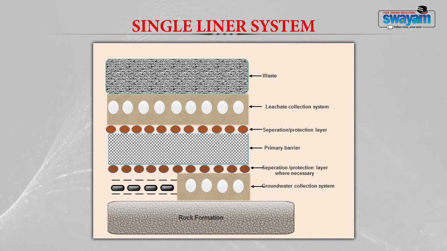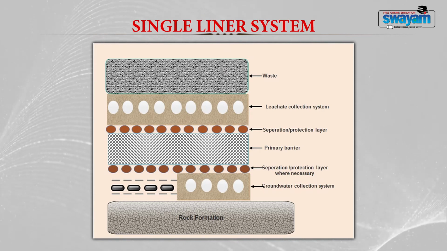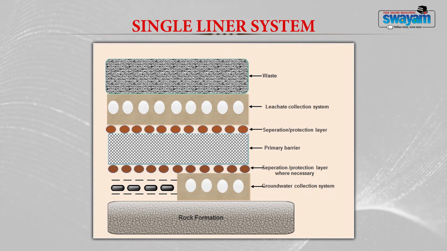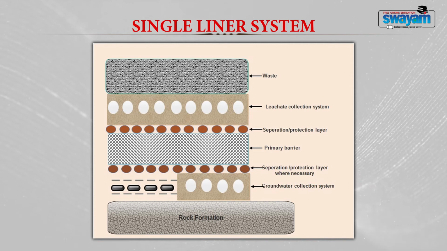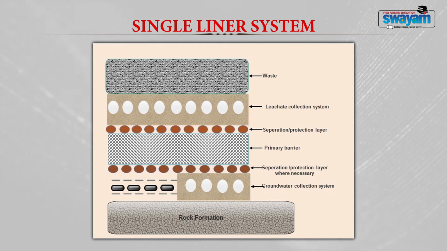Now, below the leachate collection system you have a primary barrier, and this primary barrier is lined on either side with a protection layer, and below that you have a groundwater collection system. As I told you, groundwater collection system is not a compulsory option in any liner system. Now, the primary barrier can be clay, on either side you can have bentonite enhanced soil or any other geomembrane or any synthetic membrane, you can have it on either side.